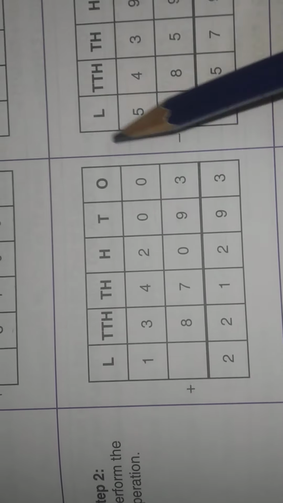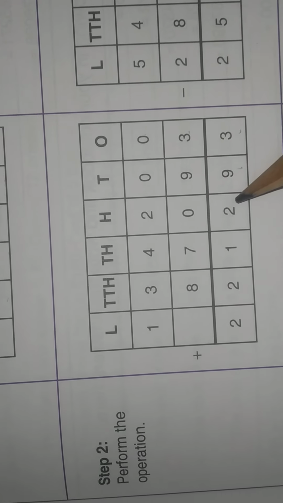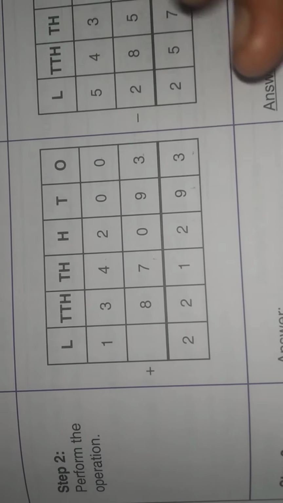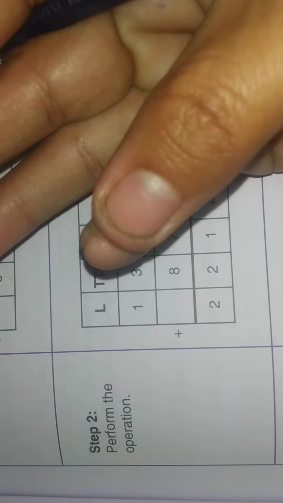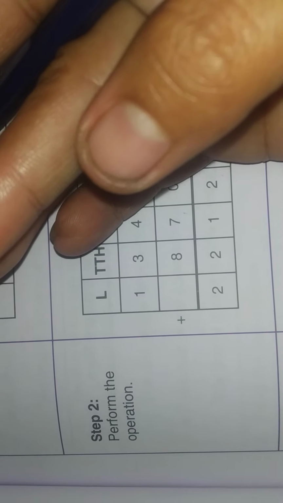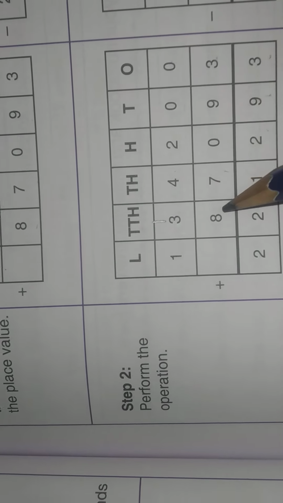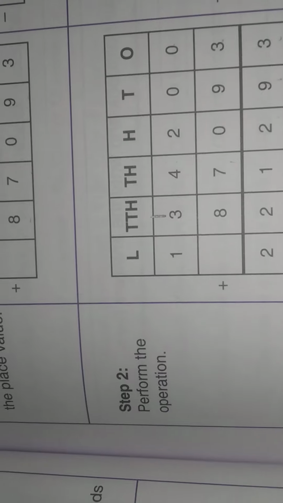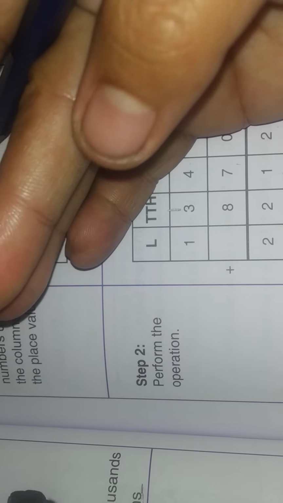We have to add: 0 plus 3, 3; 0 plus 9, 9; 2 plus 0, 2; 4 plus 7, 4 on your mind, 7 on your finger, 4, then 5, 6, 7, 8, 9, 10, 11. 11 is there. 11, we have to write 1. 1 is a carryover. 1 plus 3, 4. 4 plus 8, 4 on your mind, 8 on your finger, 4, then 5, 6, 7, 8, 9, 10, 11, 12.